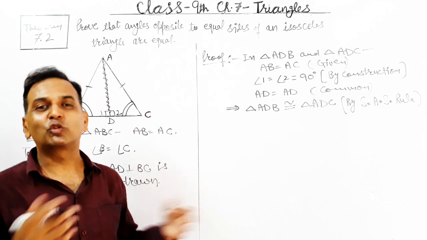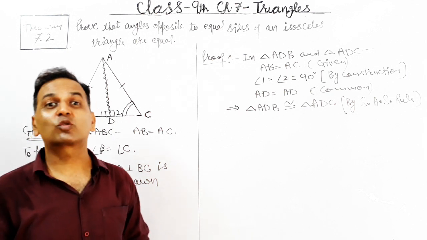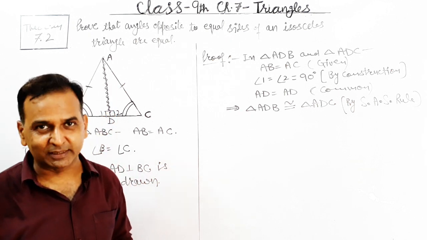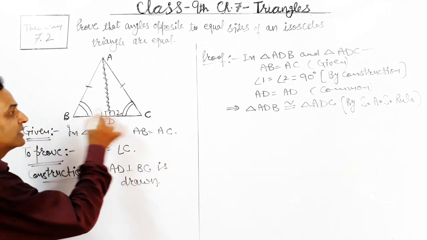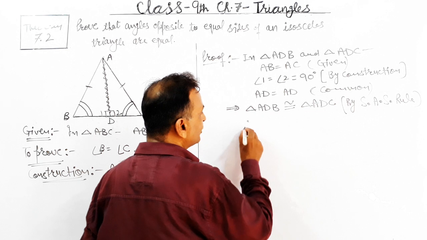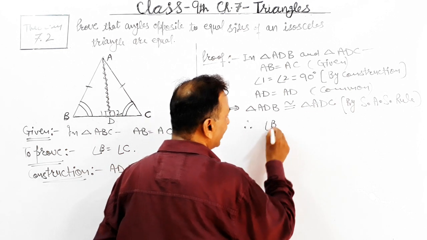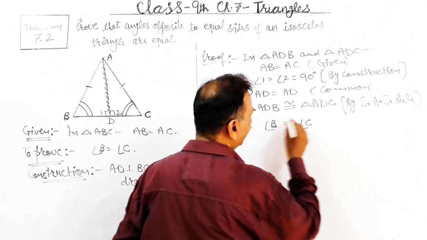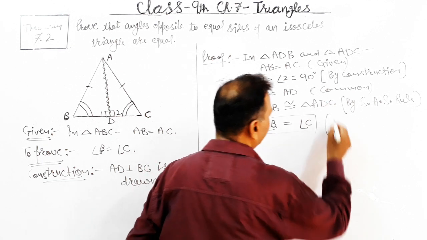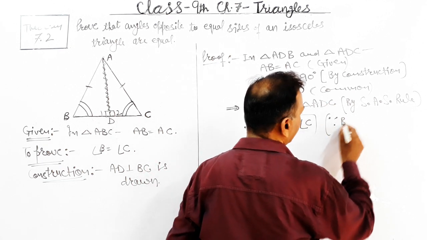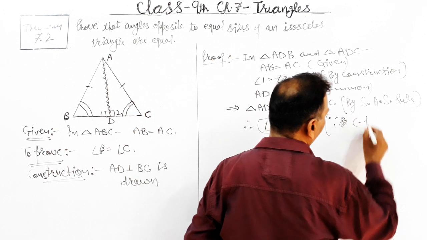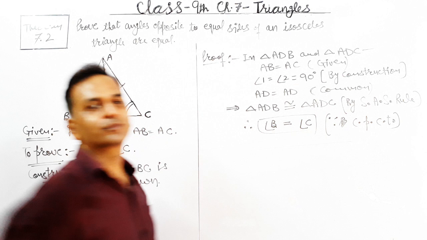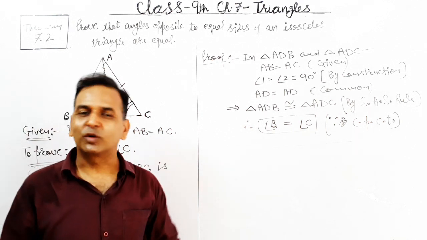And whenever two triangles are congruent, their corresponding parts will always be equal to each other. We need this angle B and C only, so we can write that angle B of triangle ADB will be equal to angle C of triangle ADC. Why? By CPCT, corresponding parts of congruent triangles. So this was all about this theorem 7.2.